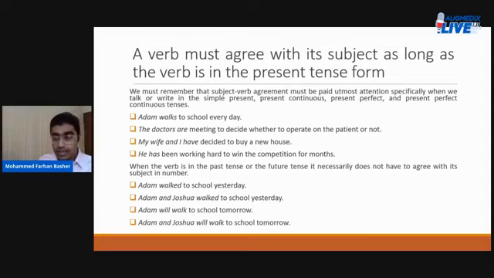But if the sentences were in the present tense, then of course the verb form would definitely change. So we would say, Adam walks to school tomorrow, but Adam and Joshua walk to school tomorrow, without the S.